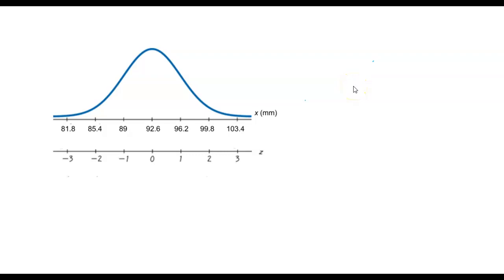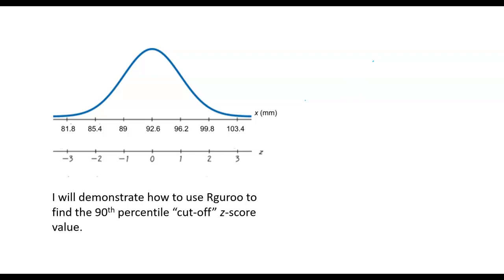So at this point, the narrator has drawn a similar sketch to the one that I have shown on the slide that you are looking at. And the narrator has mentioned that they need to go ahead and find the z-score corresponding to the 90th percentile. We call that a cutoff score value. And so we're going to go ahead and do the same thing using our guru, and I will go ahead and demonstrate how to do that next.